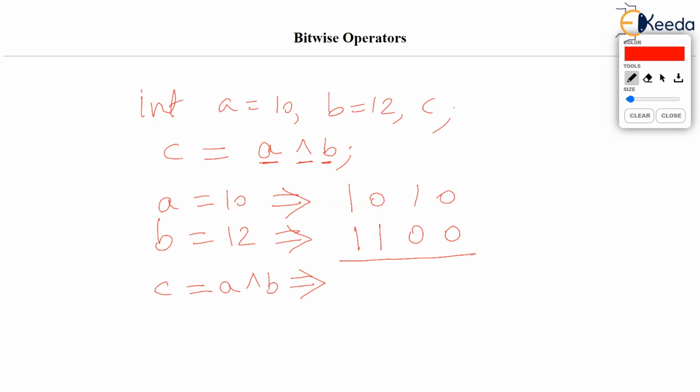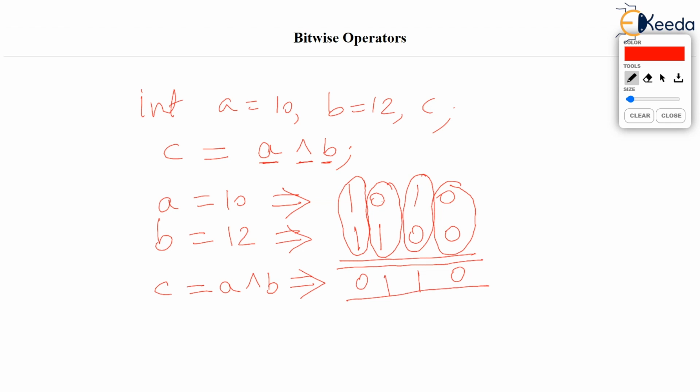So let's see what will be the XORing. 0 XOR 0, both inputs are the same, then the output is 0. 1 XOR 0, both the inputs are different, output is 1. 0 XOR 1, both inputs are different, output is 1. 1 XOR 1, both inputs are the same, output is 0. So the value of C is 0110. But this is in binary form. C in decimal form, as you know, 110 is 6.